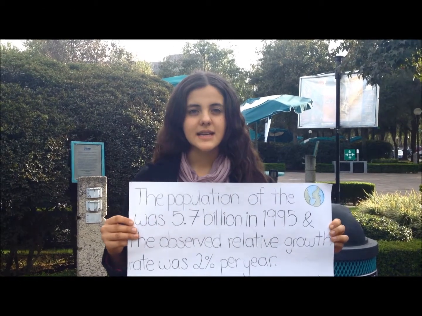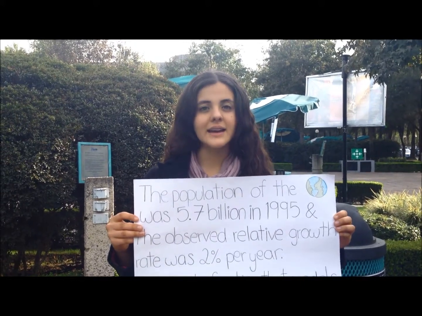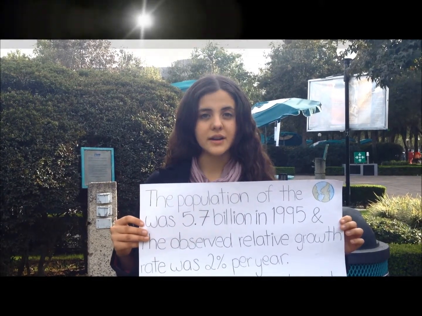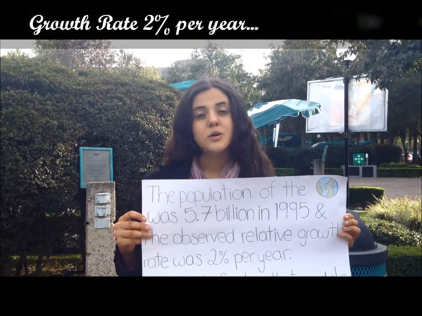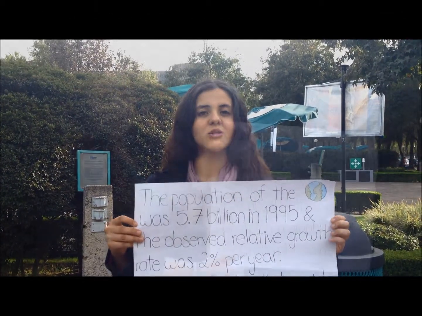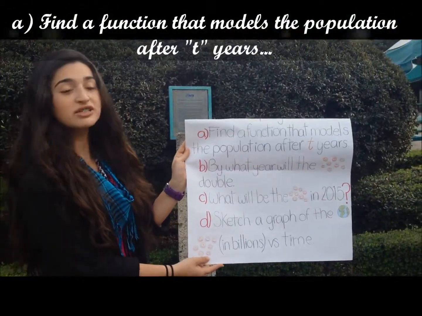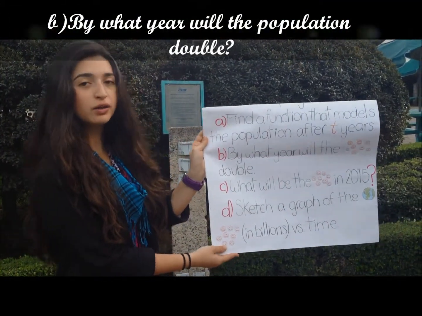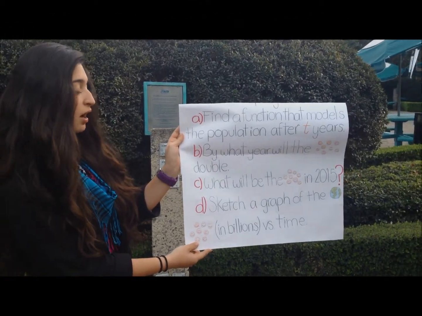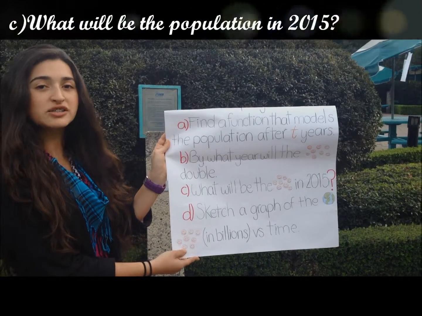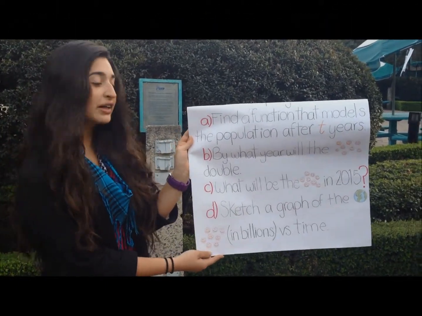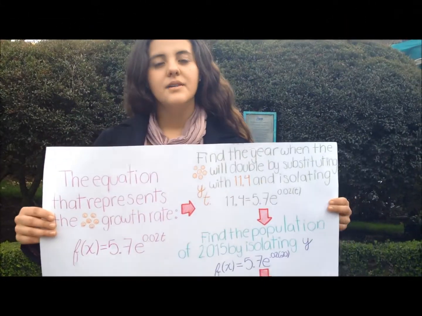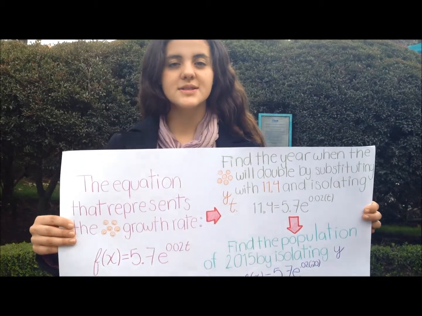Our problem says that the population of the world in 1995 was 5.7 billion people, with a relative growth rate of 2% per year. With this information, we have to answer the following questions. We have to find a function that models the population after t years. We have to know by what year the population will double. We also want to know what the population will be in 2015. And finally, we have to sketch a graph of the world population in billions versus time. First, we're going to explain the general procedure using this flowchart.